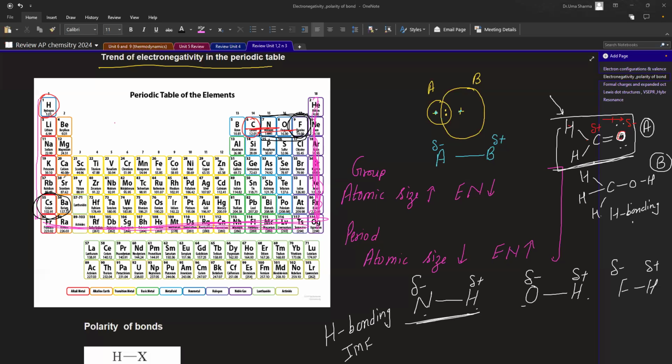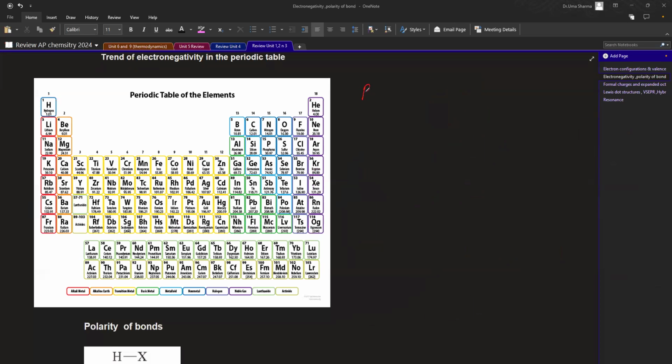Okay, ready for one question? Rubidium bonded to P. Is there any dipole? Can you give me the direction of the dipole? P is here, rubidium is here. Yes, there is a dipole here. But is the difference very large or very small?